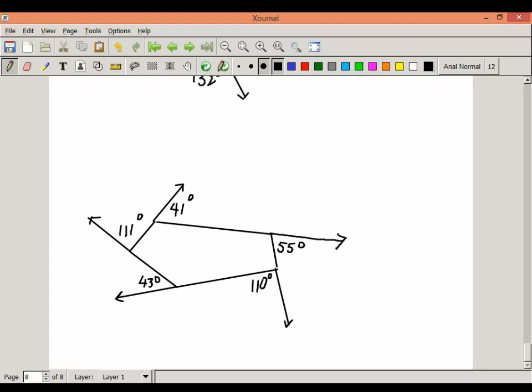So the polygon exterior angle sum theorem says if I take all those and add them up, so I've got the 111, the 41, the 55, the 110, and the 43. If you took out a calculator and added those up, I'll spare you the trouble. That's going to add up to 360 all the time. So it doesn't matter how many sides the polygon has. If you add up all the exterior angles going around that polygon, one at each vertex, then they will add up to 360. So that's the polygon exterior angle sum theorem.